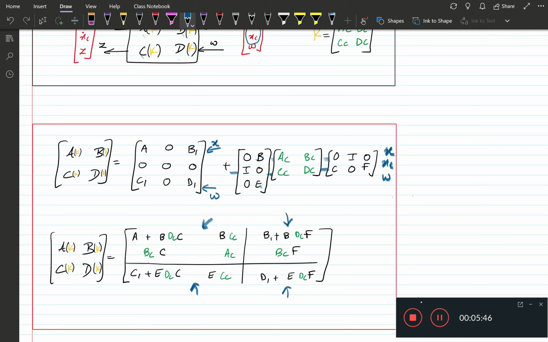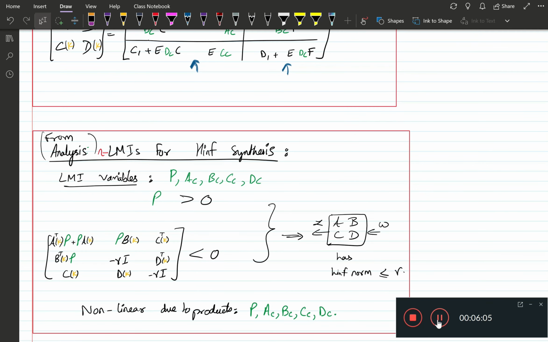Now if someone gives us the controller, then we can directly check whether the closed loop is stable and if the closed loop satisfies some norm, some H2 or H infinity norm requirements, and that's given to us by the analysis LMIs. So the analysis matrix inequalities are given here. So this is for H infinity control.